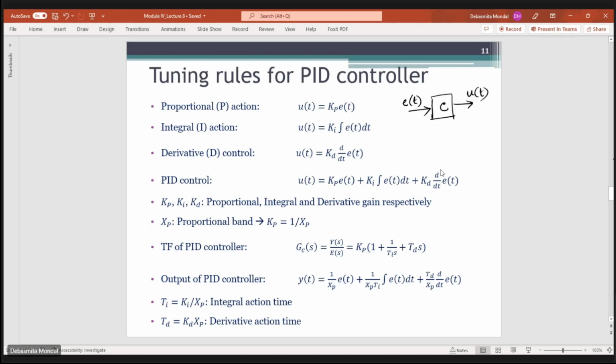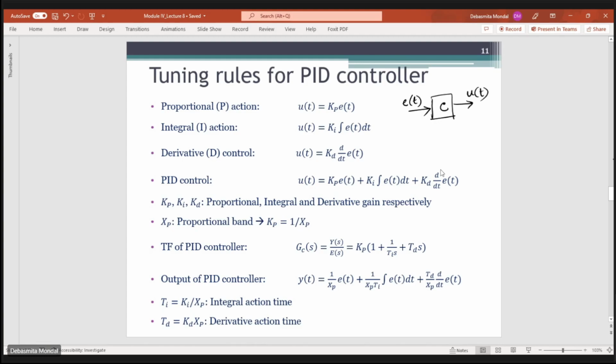In that case, you will see that this is equal to Kp into 1 plus 1 by TiS plus TD into S, where Ti is known as the integral action time, and Ti is equal to Ki by Xp, and TD is the derivative action time, and the value of TD is equal to Kd into Xp.